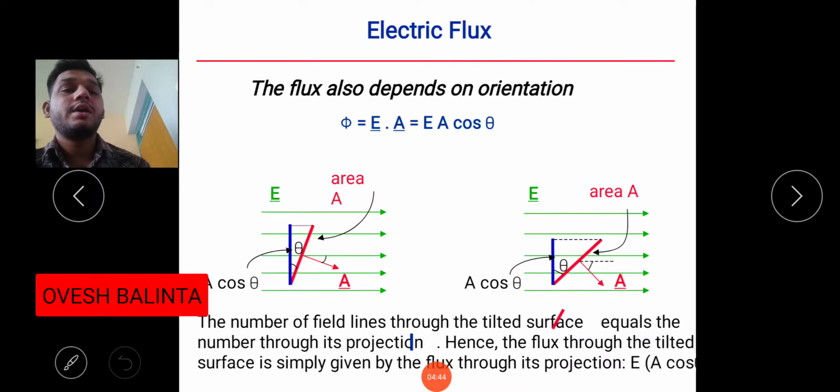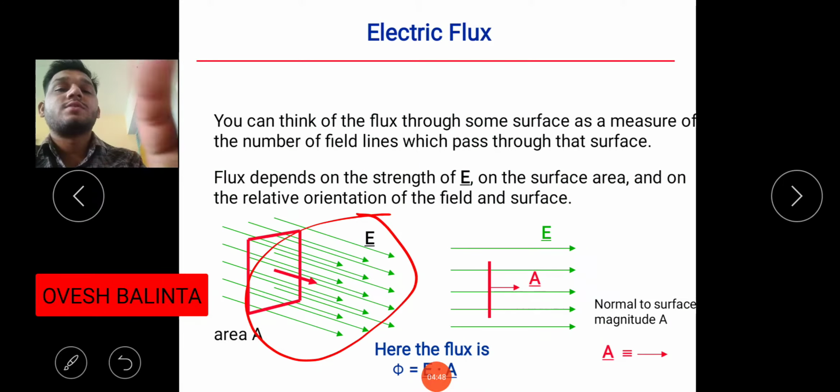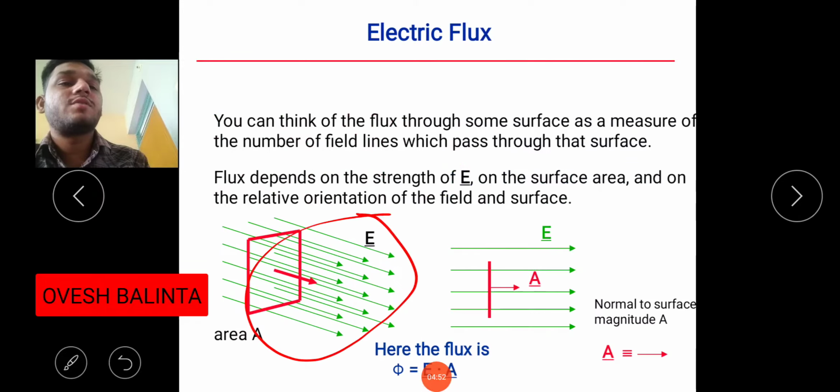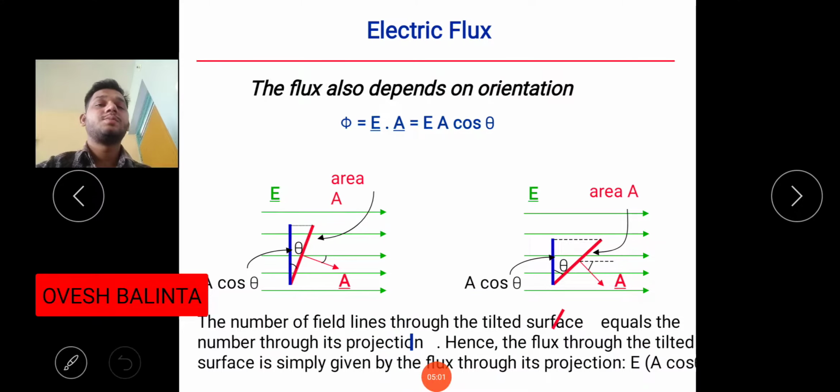And now see, the flux also depends on the first one, our area and our electric field. Afterwards, we talk about the normal and how many electric field lines are there. And the third thing is that flux also depends on orientation. So flux depends on orientation, which means there is an angle between our electric field and area.